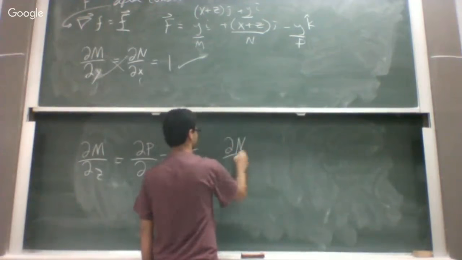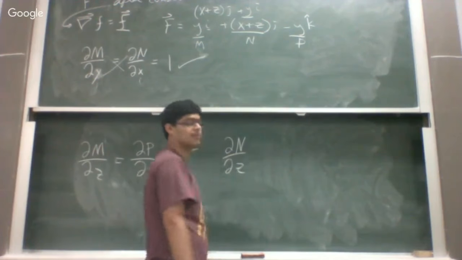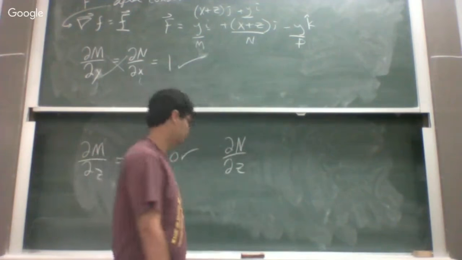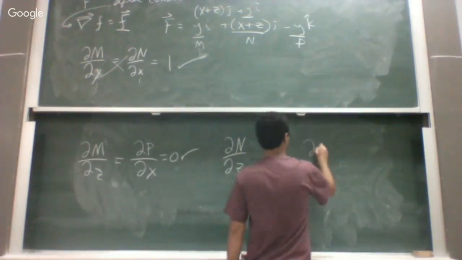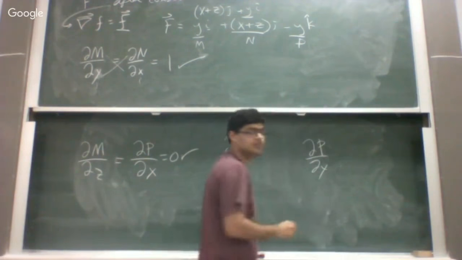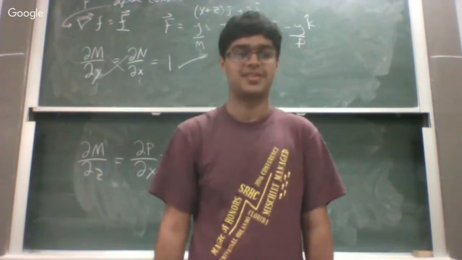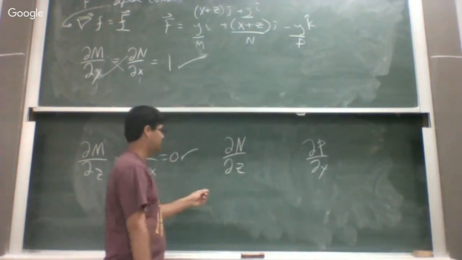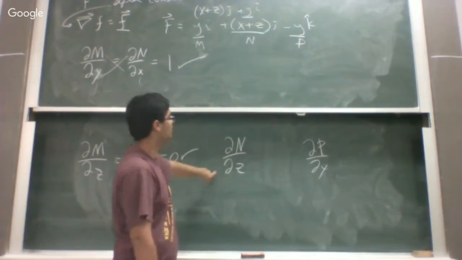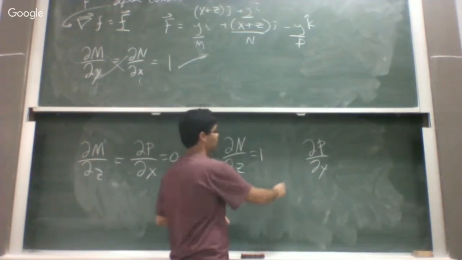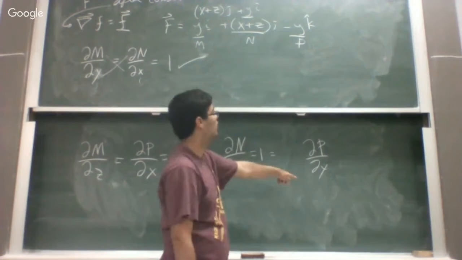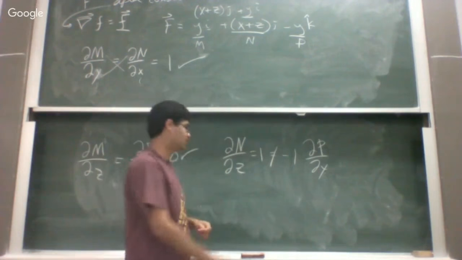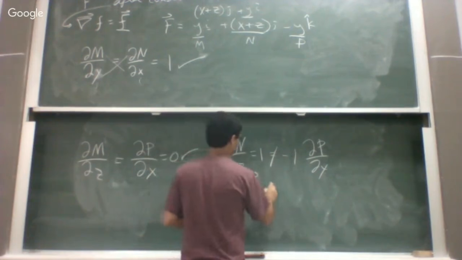The last one is essentially the last combination. Partial of N with respect to z equals partial of P with respect to y. Thanks, Daniel, I didn't know how to remember it. Yes, P with y. Now we'll remember. So what's N with respect to z? 1. What is P with respect to y? Negative 1. That doesn't work. So we showed that the F vector is not conservative.